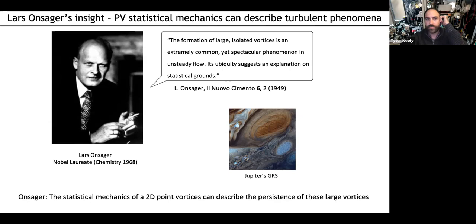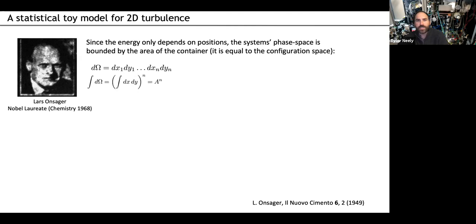So the interesting thing about the point vortices is, again, since the energy depends on only the positions, the phase space available is bounded by the area of the container. So if I have little n here as the total number of vortices in my system, the total phase space, the integral of the phase space, is just going to be some exponentiation of the area.